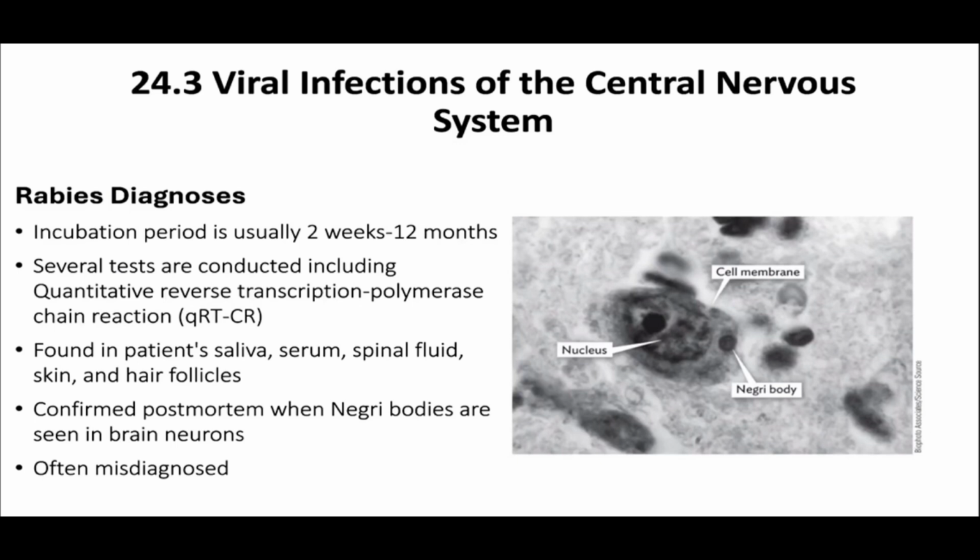Even though rabies is a very well-known virus, it can often be misdiagnosed, especially in organ donors, which unfortunately ends up transferring it to the next patient who is trying to receive those organs. And if you look over to the right, you can see that the nucleus and the cell membrane are surrounded by the Negri bodies, which are the telltale sign of rabies.